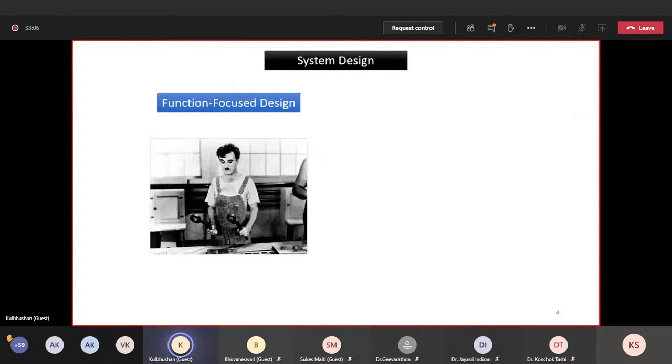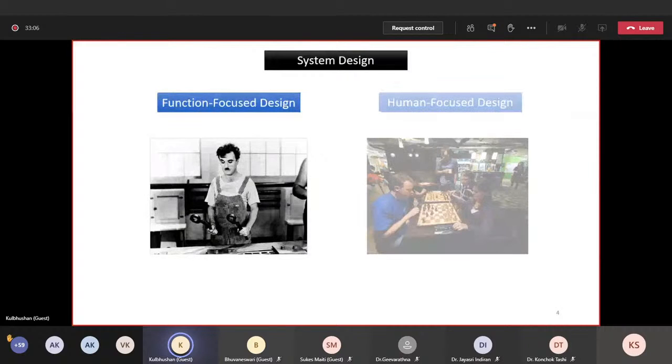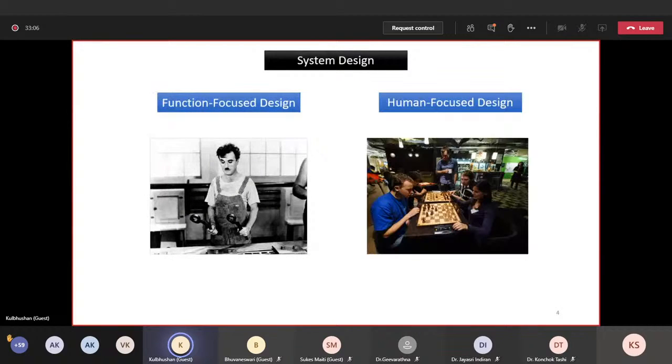So moving on to the other design, which is called human-focused design. In this design, the primary elements are the humans who are actually taking part in the system.